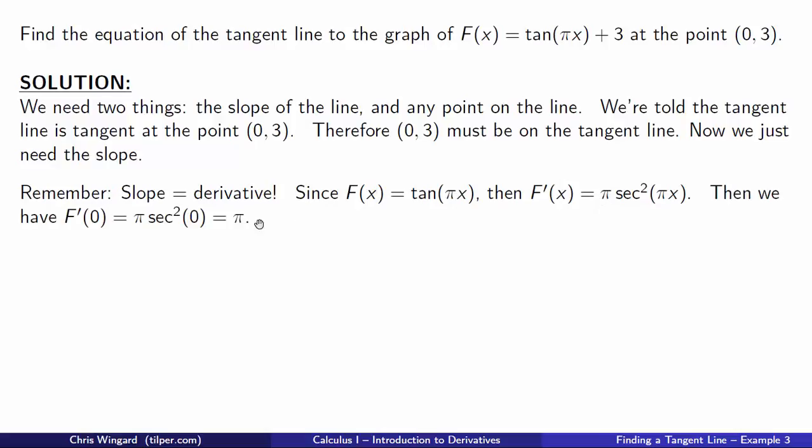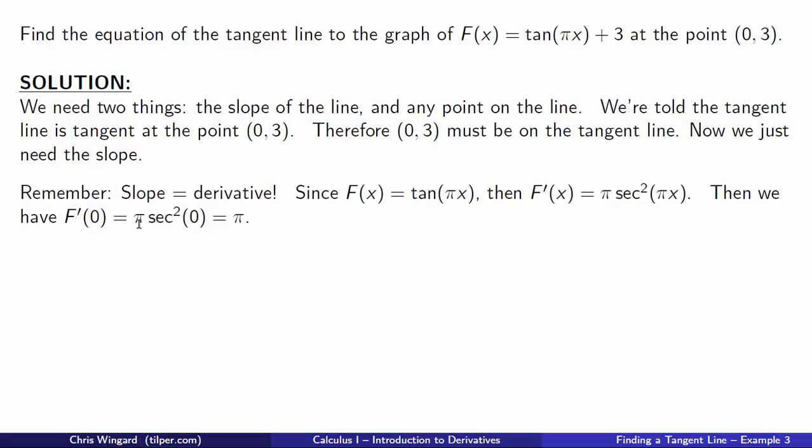And then we want to evaluate this at x equals 0 because we want the slope of the tangent line at (0, 3), and the slope of the tangent line at that point is the same thing as the derivative at that point. The derivative we have is a function of x right here. So we take our x coordinate, which is 0, and plug it into the derivative to get the slope of the tangent line at that point.